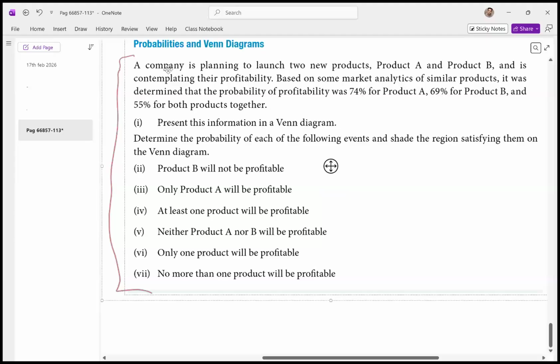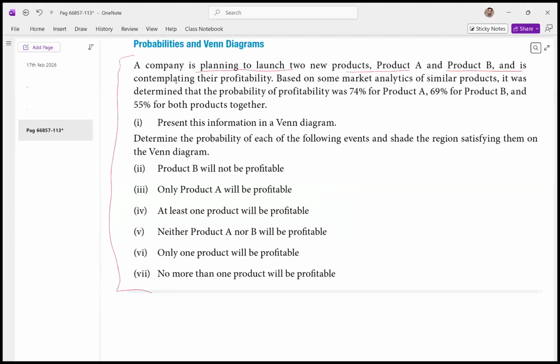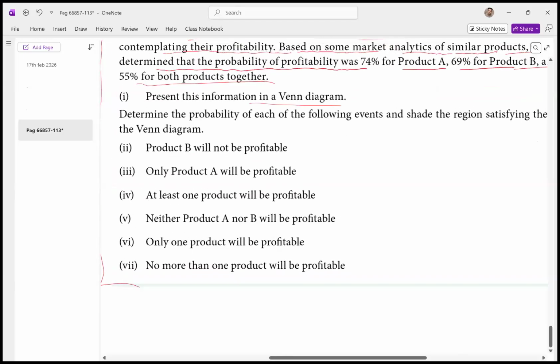We are given a company planning to launch two new products, product A and product B, and is contemplating their profitability based on some market analytics of similar products. It was determined that the probability of profitability was 74% for product A, 69% for product B, and 55% for both of the products together. Present the information in Venn diagram form.